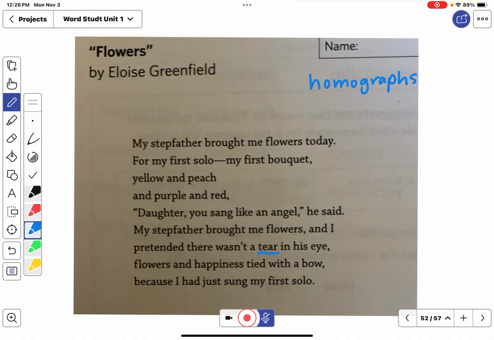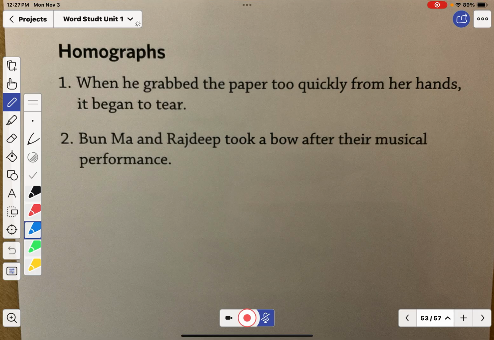And so when you tear something, it's a verb. You mean to rip or to split open. But when you're talking about a tear, as it's used in the poem, that's a noun. It's a thing. It's a drop of liquid that comes out of your eye when you cry. Let's look at how the word tear or tear is used in this sentence. When he grabbed the paper too quickly from her hands, it began to tear. In this case, it's a verb. It's an action, something that you're doing.